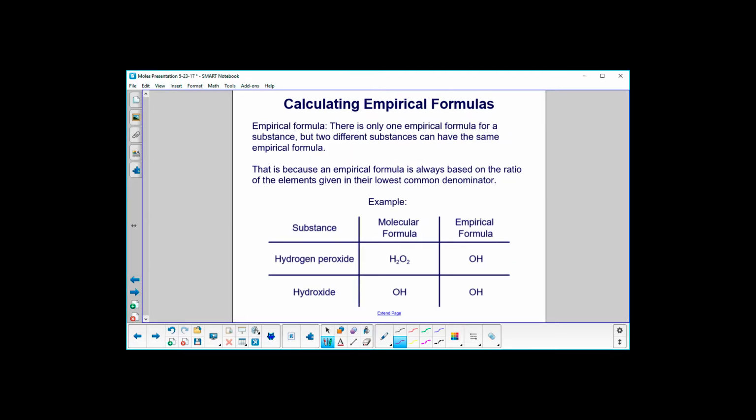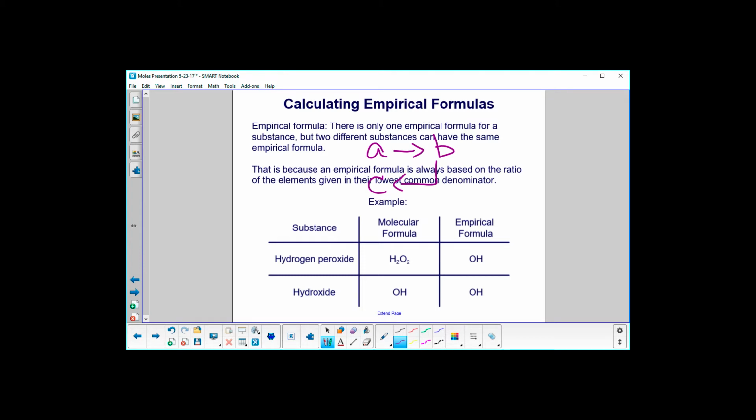There is only one empirical formula for a substance, but two different substances can have the same empirical formula. Mathematically, A implies B, but B does not have to imply A. It could also imply somebody else. Okay? And that's because of this lowest common denominator business.